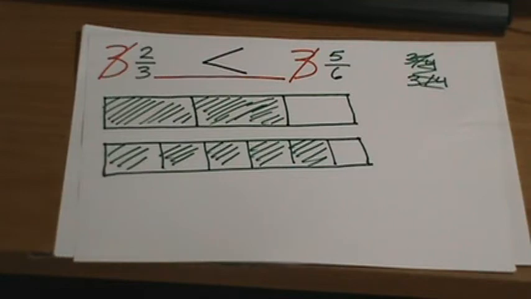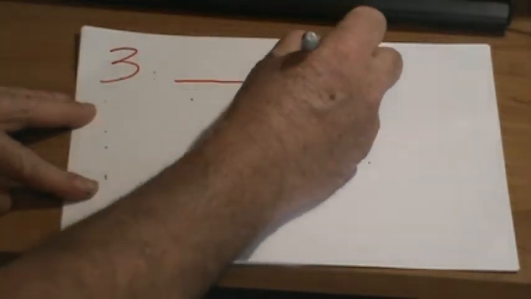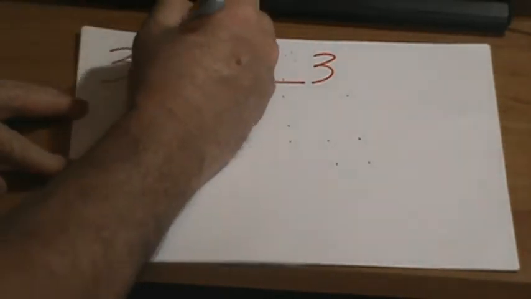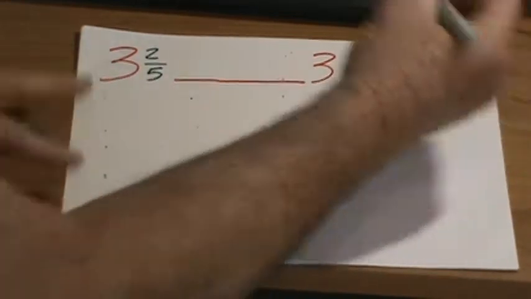All right, let's do our next one. And we're going to be comparing 3 and 2/5 and 3 and 6/10, okay? So let's go ahead and do that. I'm going to do the fractions in red again. 3, leave room for a fraction, space, 3. Now we'll do our fractions, 2/5, and then we'll do 6/10. So think about some of the other ways that we've compared fractions like this.